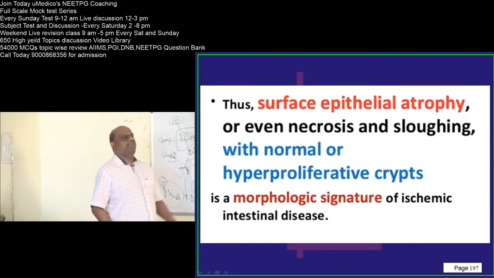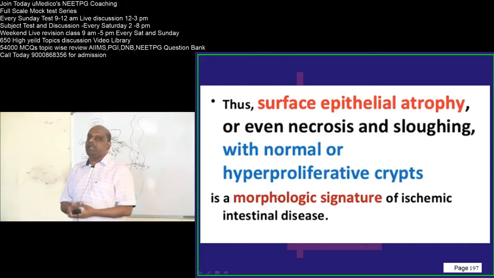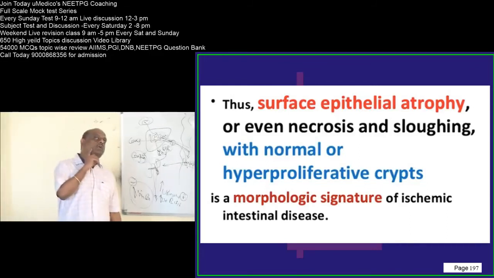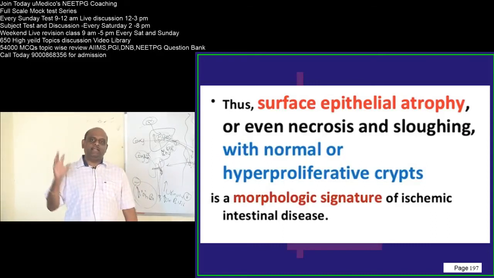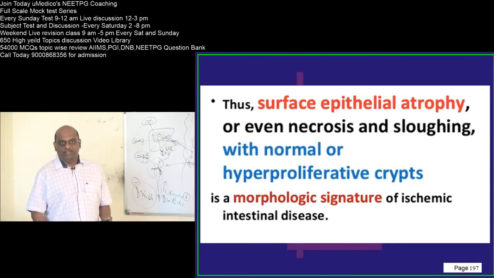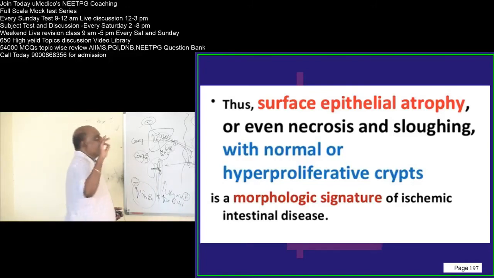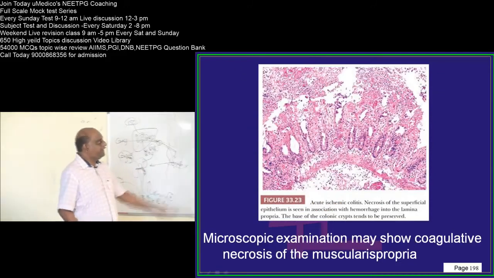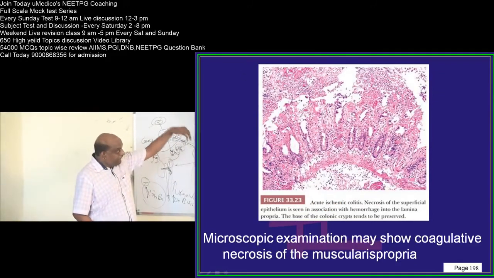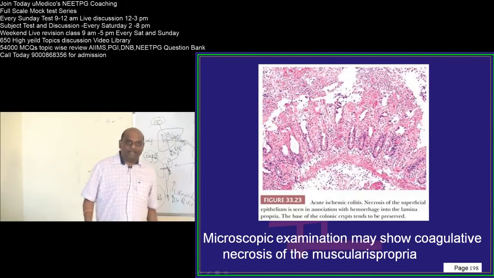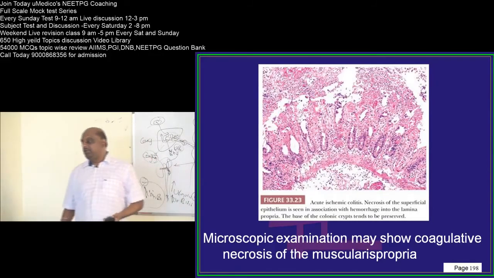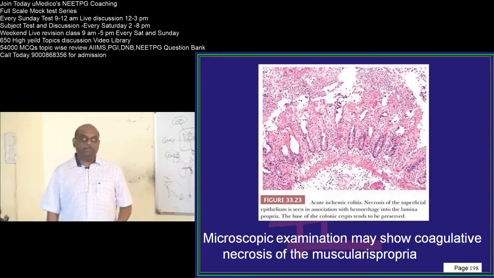ischemia. One of the favorite questions of the AIIMS PGI question bank, which, if you are in the exam hall, you may think, let me guess, no. You have to be very sure on this single statement. The surface epithelial atrophy, necrosis and sloughing, as you can see here, with hyperproliferative or normal crypts, is the hallmark of intestinal ischemia, is what you have to remember.